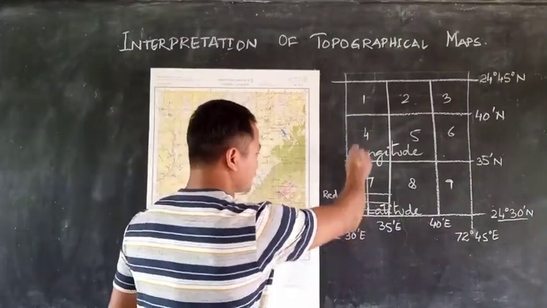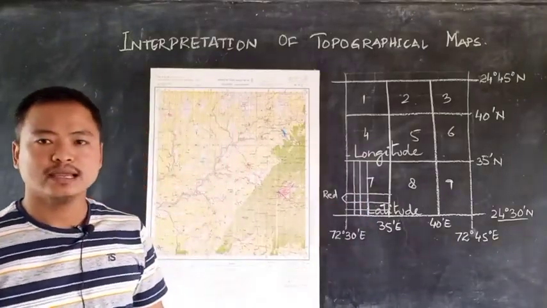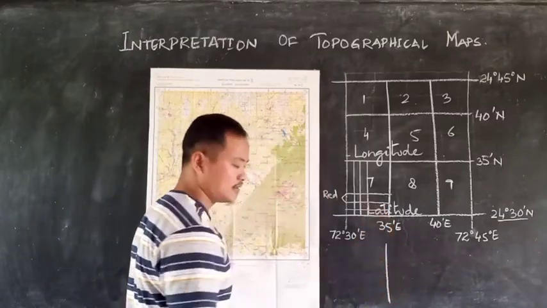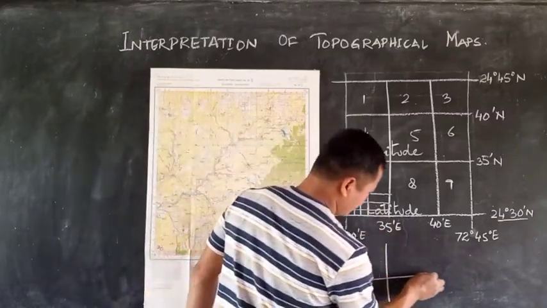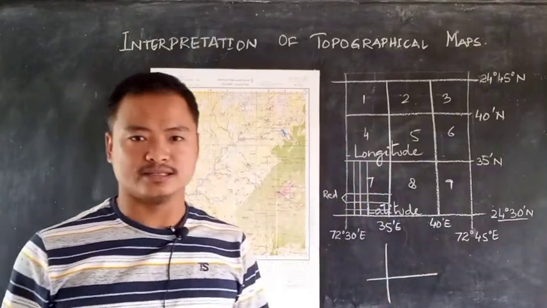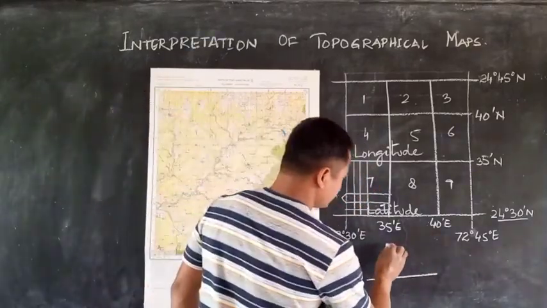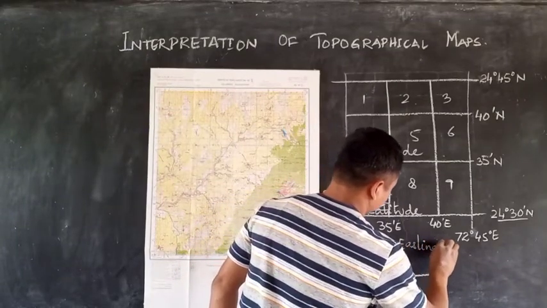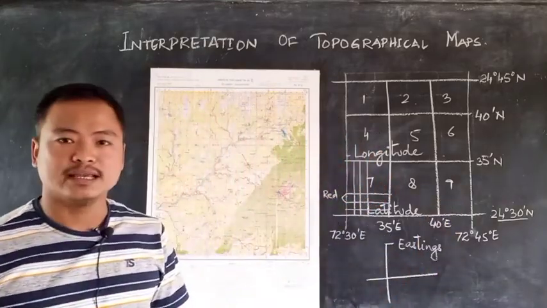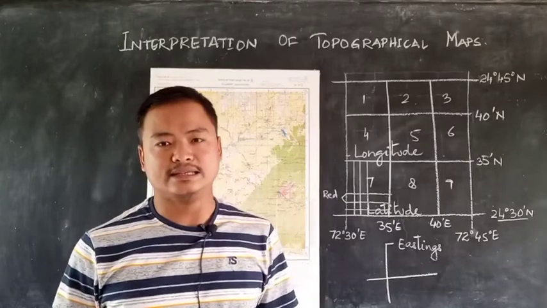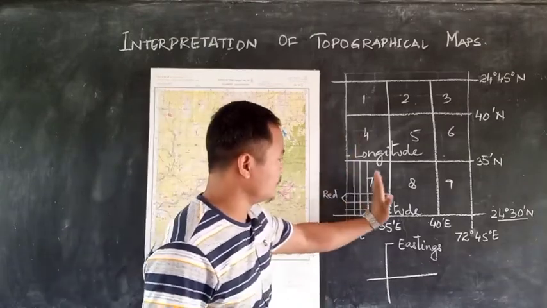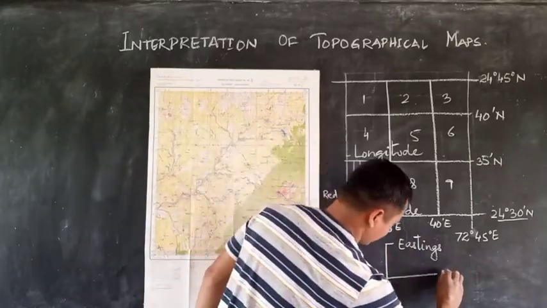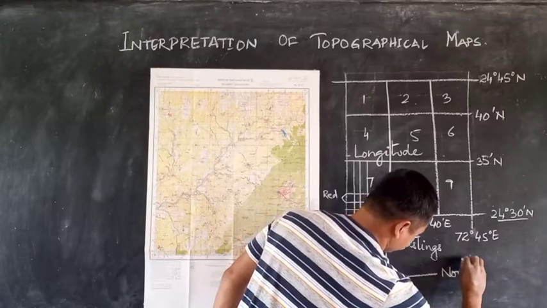So based on these red lines, here I show you a vertical line and then a horizontal line. They cross each other. These vertical lines are known as eastings. That means they represent the eastern part. As these vertical lines move towards the east, they represent eastings here. And these horizontal lines are known as northings.